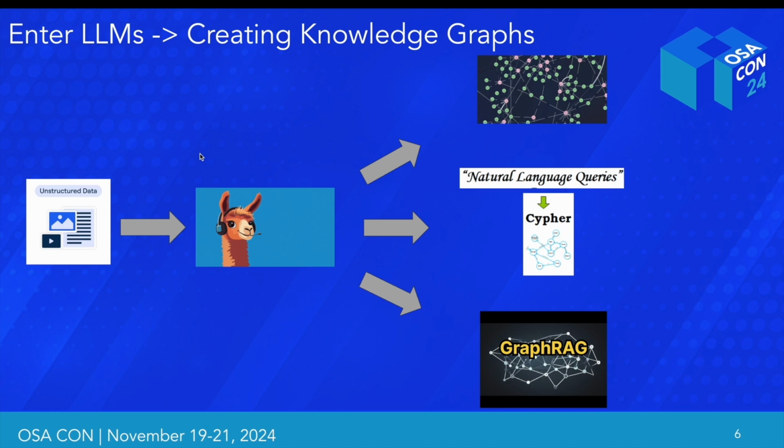LLMs facilitate knowledge extraction in three ways. Number one, extracting a knowledge graph from unstructured data and creating a property graph model. Number two, querying existing graph databases using natural language, where the LLM converts the natural language question into Cypher, which is the SQL for a graph database. And number three, implement a graph RAG for grounded knowledge graph based retrieval augmented generation. We will explore all these three in the next slides.